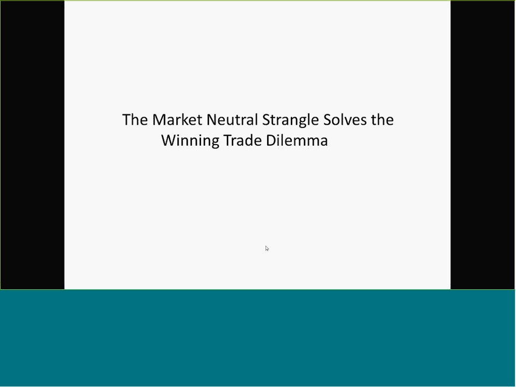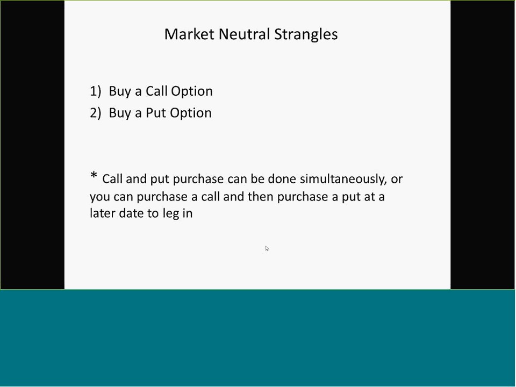And with these market neutral strangles, they're created by buying a call option and buying a put option. And like the debit spreads, this can be done simultaneously, or you can purchase a call, and if you have a profit, and we use that 30% rule for option profits. So if we have a 30% profit in our call option purchase, then we'll go ahead and purchase a put to create a market neutral strangle. And I'll show you an example of that.